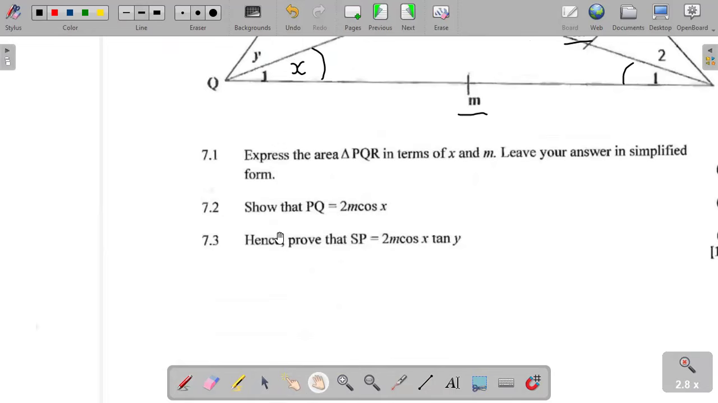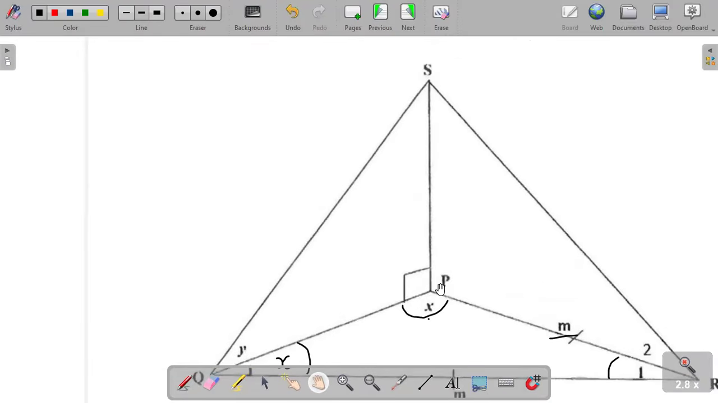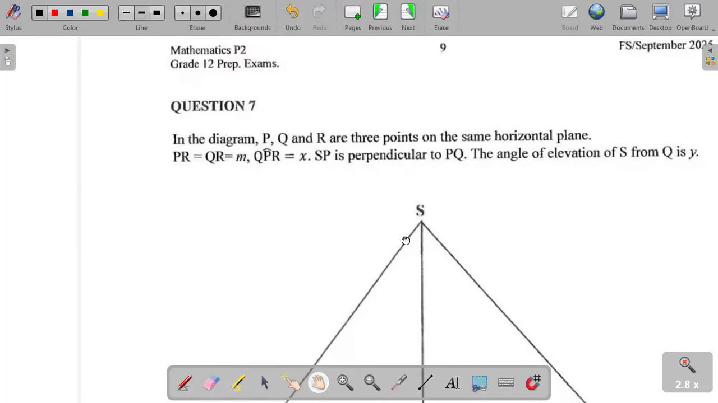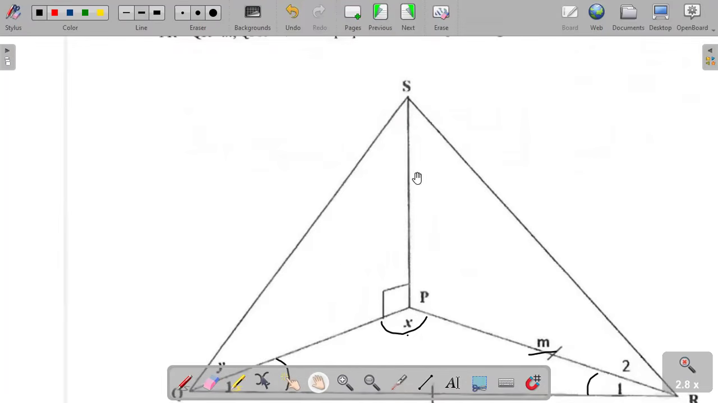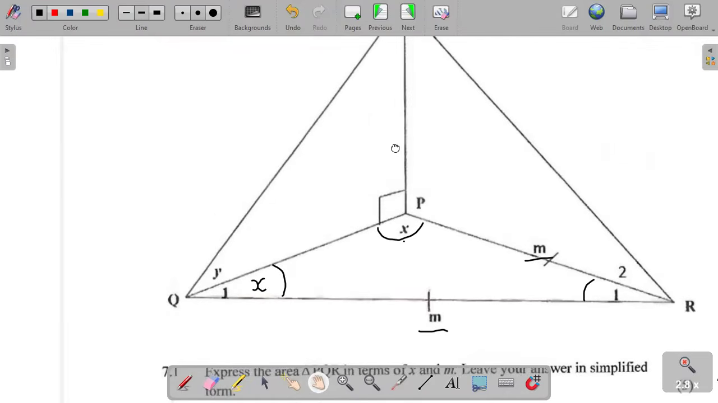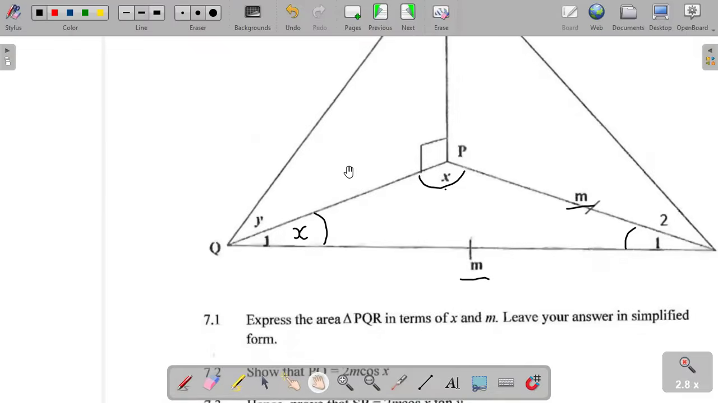And then 7.3, they say, hence, prove that SP equals 2M cos x tan y. Okay, SP is the tower that stands here. So SP is the vertical tower here. So then we can use tan. We can say tan y. We know that tan is opposite over adjacent. So tan y here would be equal to SP over QP.